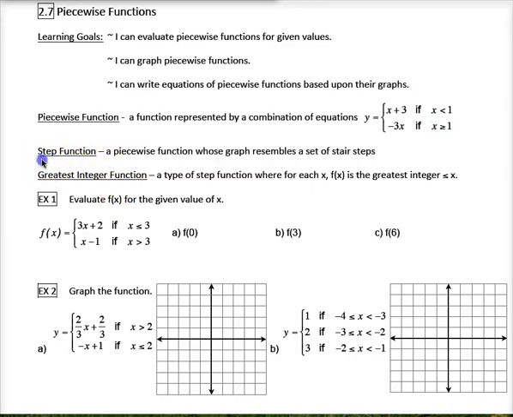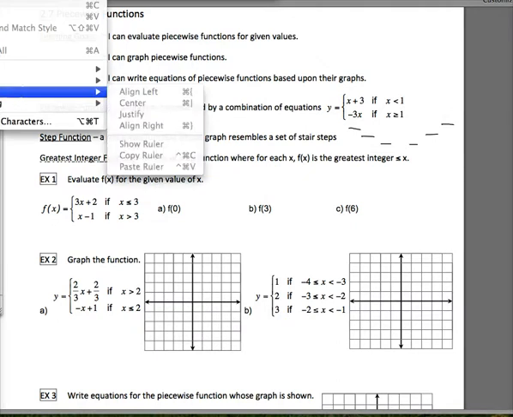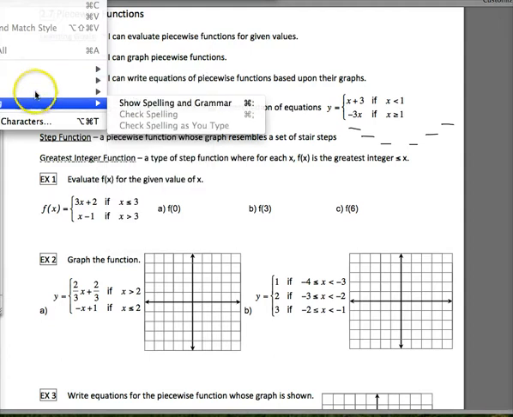Within piecewise functions, we have step functions, which are a specific type of piecewise function whose graph resembles a set of stair steps. So it's just evenly spaced, they go up or they go down, and that is what your step function is going to look like. So a little bit like this, or obviously going the other direction like this. And they might be short, they might be long stair steps, but they're going to look like those different stairs.